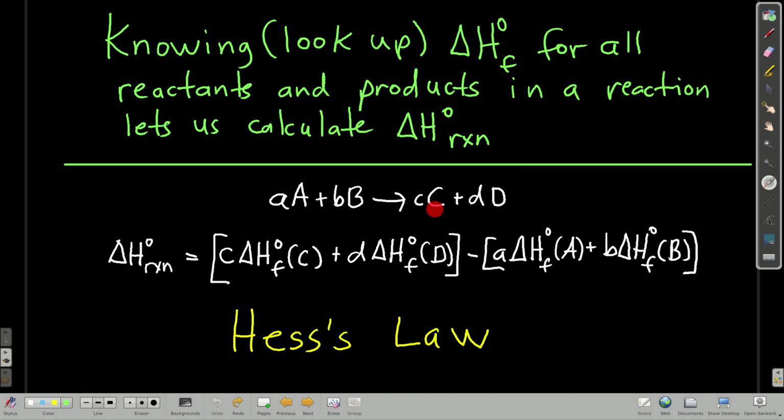So let's look at our generic chemical equation: aA plus bB goes to cC plus dD. Just remember the lowercase letters are the coefficients, and the capital letters are the compounds. Right? So this is good to memorize. This is the form of Hess's law that you use most often. The heat of reaction, the delta H of reaction, is equal to the coefficient of each product times its heat of formation, added up for the products, minus the coefficient of each reactant times its heat of formation. So let's use this.